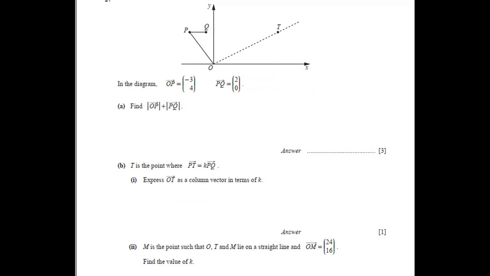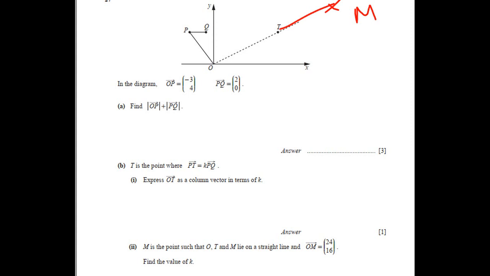Okay, part 2 of question number 27. M is a point such that O, T and M lie on a straight line. So we have M probably somewhere here. So we are told that O, T, M lie on the straight line and OM equals 24, 16. Find the value of K. This means that the vector OT and vector OM are collinear vectors.